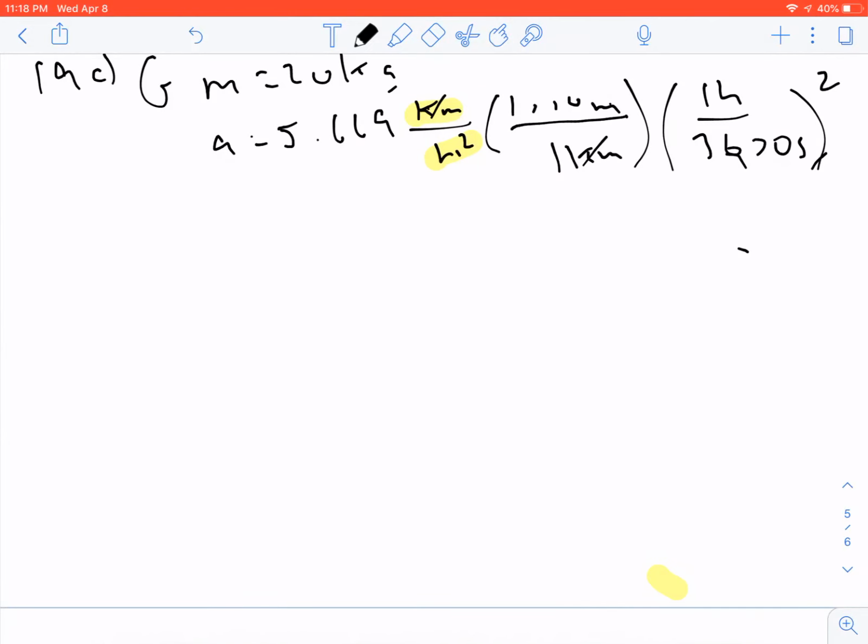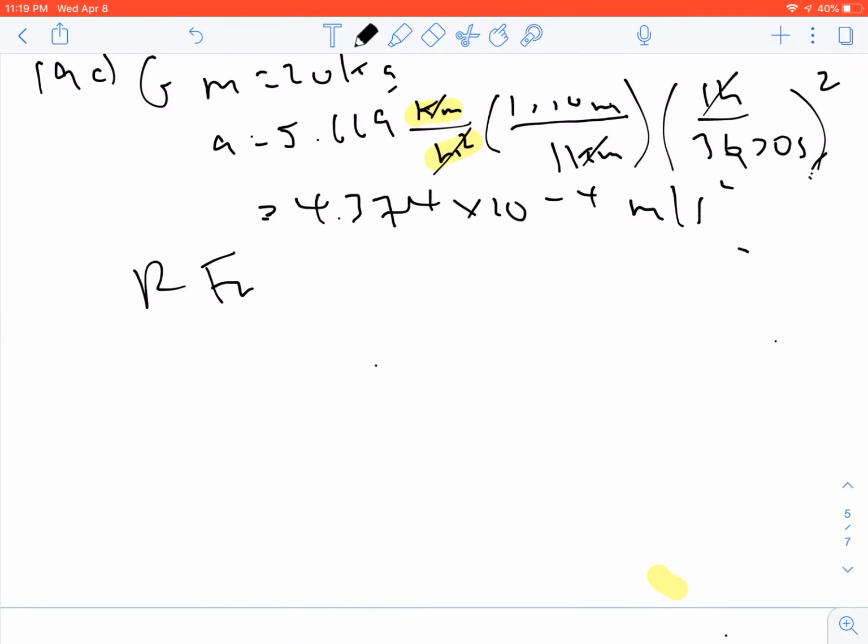Now, if I do my math, let me get my calculator out here while I'm sitting here. I've got 5.669 times 1,000 divided by 3,600 squared, and I'm getting 4.374 times 10 to the power of negative 4. Notice that my hours and hours have canceled, and I'm left with meters over seconds squared. So meters per second squared. So there's my given information, and my required to find is F net.